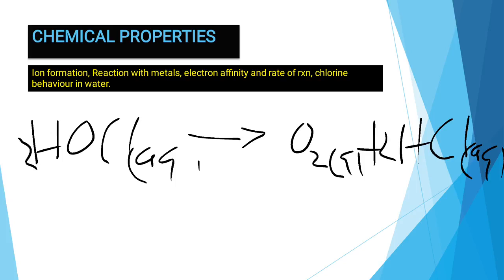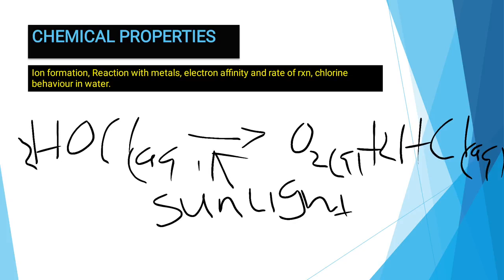Class, note that this reaction only happens in presence of sunlight. In absence of sunlight, this reaction cannot take place. That is to mean that if you leave chlorine water in a dark room, this breakdown of chloric 1 acid to give us oxygen and hydrochloric acid does not happen.